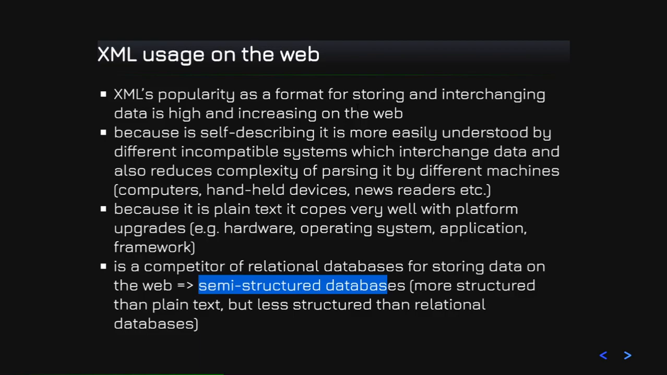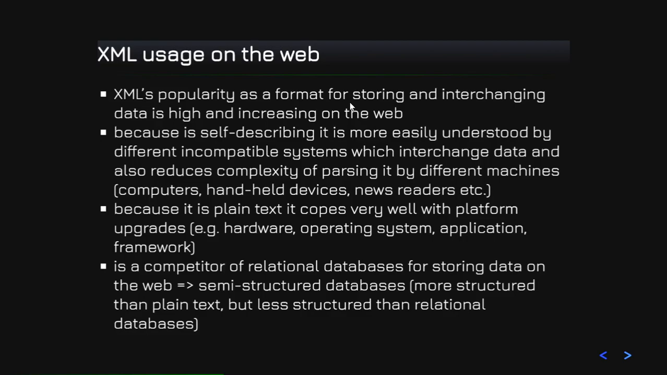Because it is self-describing, it is more easily understood by different incompatible systems which interchange data, and it also reduces the complexity of parsing the data. And because it is plain text, it is platform independent.